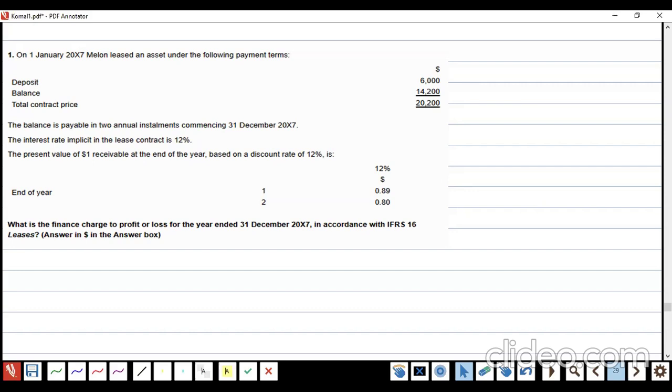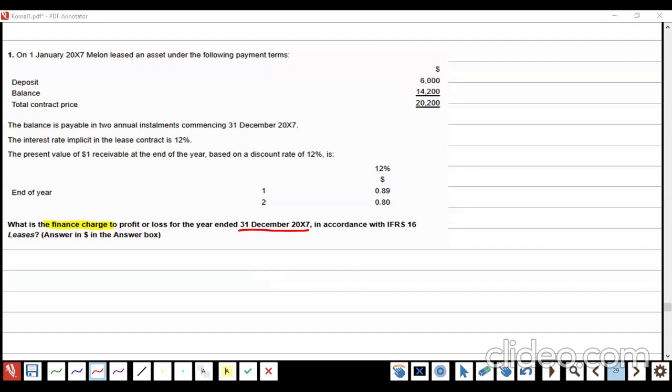Okay. The first question, they are asking, what is the finance charge to the profit and loss? Finance charge means interest expense according to IFRS 16 in this lease for the year ended 31st December 2017. January 17, the same year, it's only 1 year. Deposit is 16,000, the security deposit advance payment. Balance amount to be paid is 14,200.